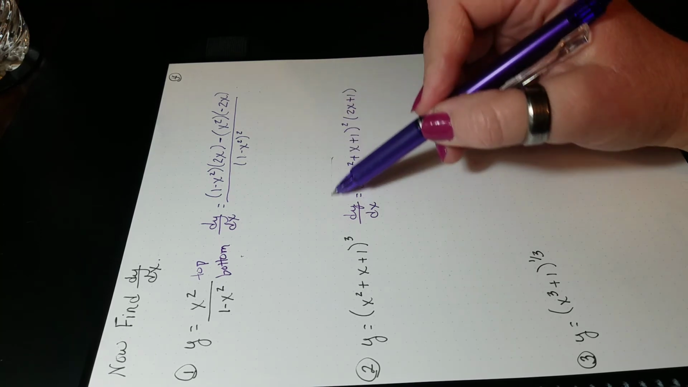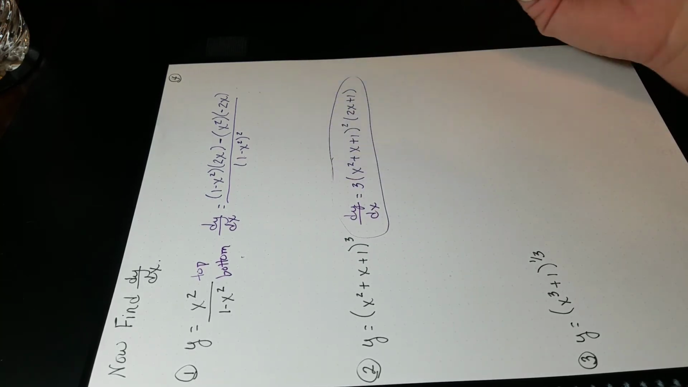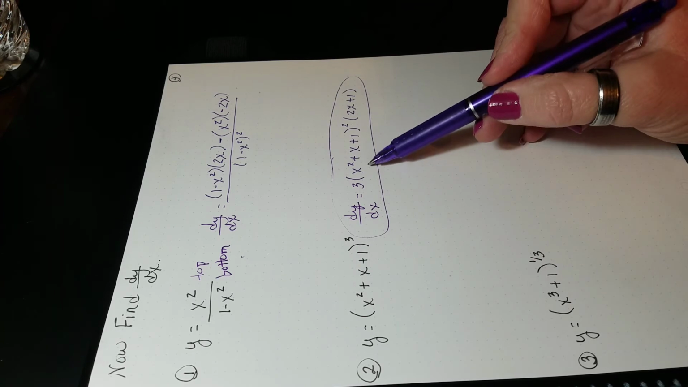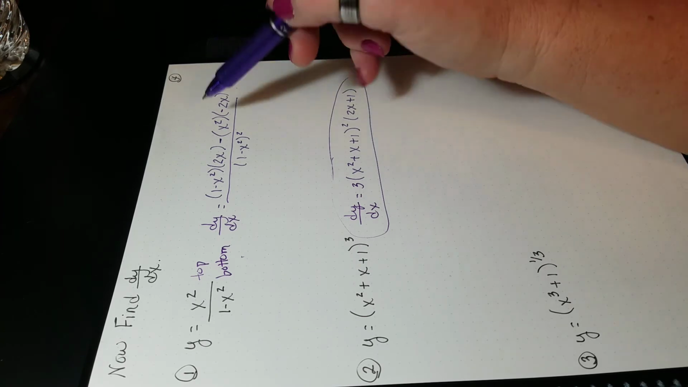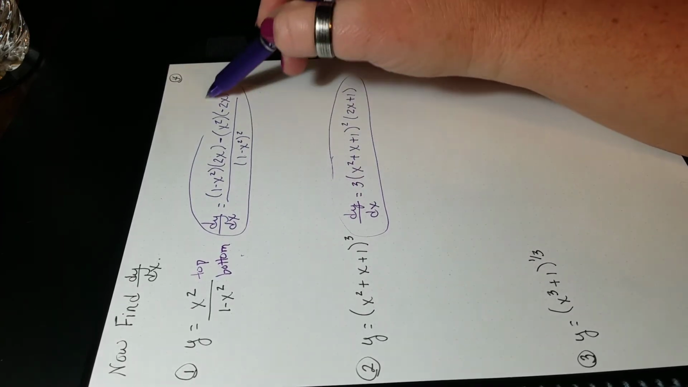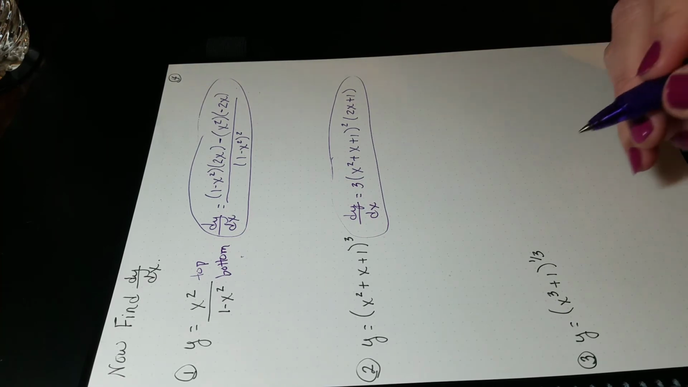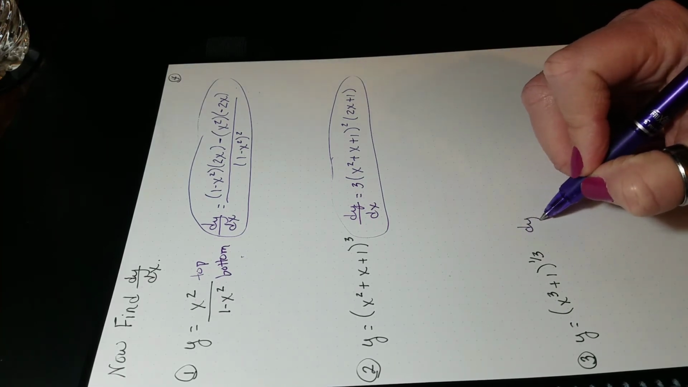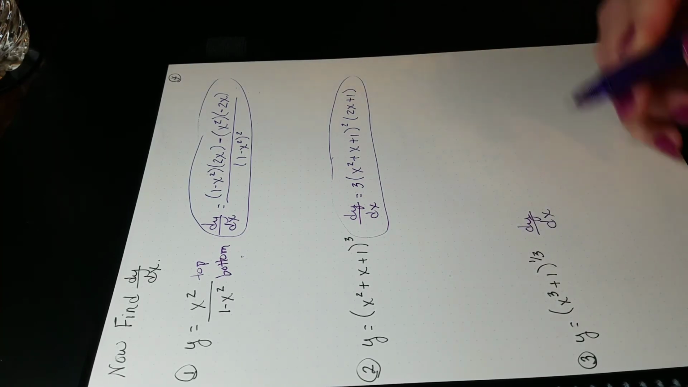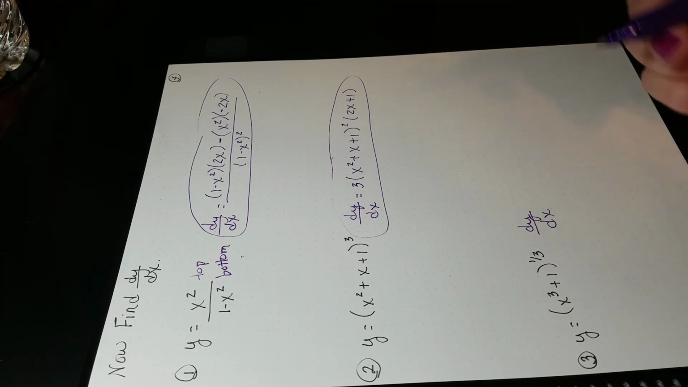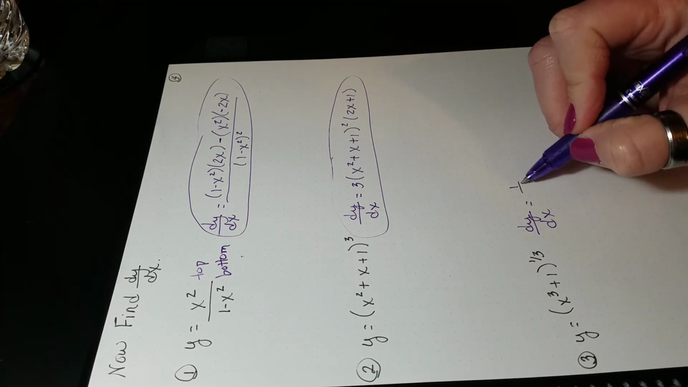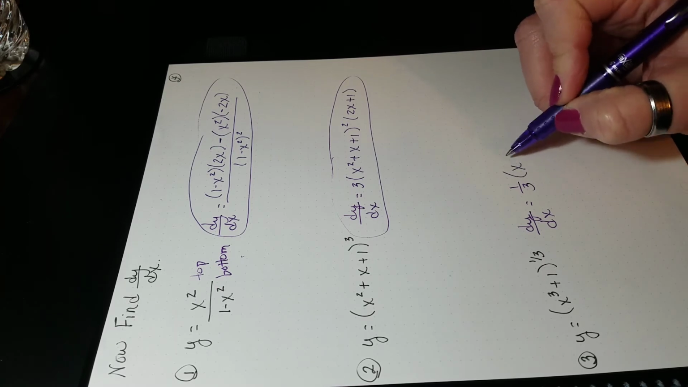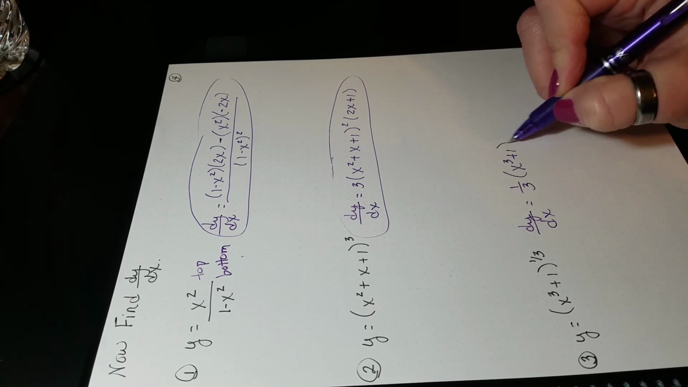The 2x plus 1. So be sure you go back and take the derivative of the inside. Bring your exponent to the front, keep the function to the 1 less power, times the derivative of the inside. All right, we have another power rule. For example, number 3, I have x cubed plus 1 to the 1/3 power. So bring the 1/3 to the front, x cubed plus 1 to the 1 less power.